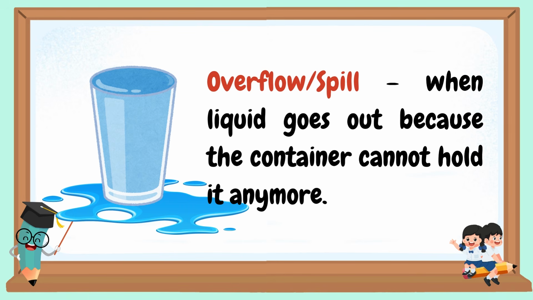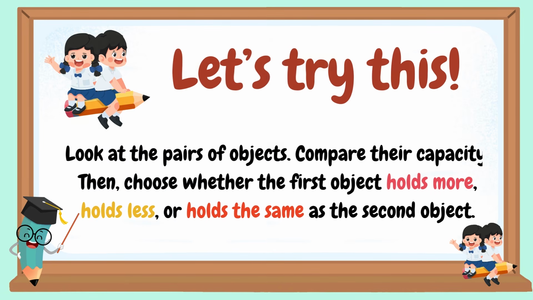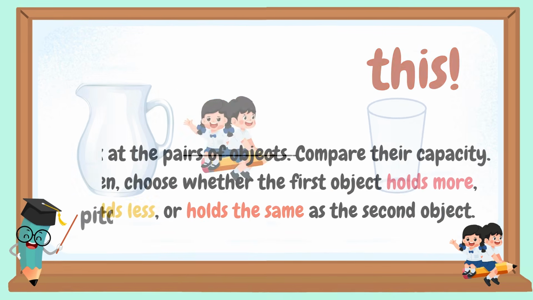Overflow or spill, when liquid goes out because the container cannot hold it anymore. Let's try this. Look at the pairs of objects. Compare their capacity. Then choose whether the first object holds more, holds less, or holds the same as the second object.